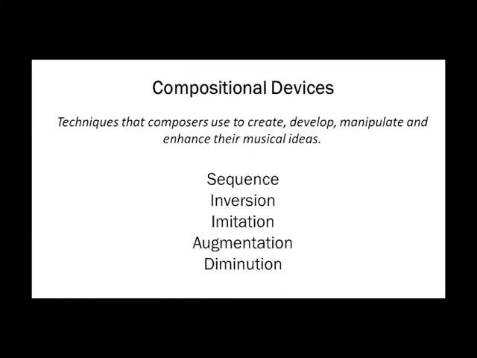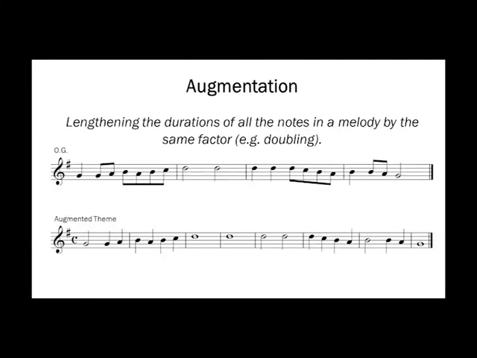Now we've got augmentation. Augmentation is the lengthening of the duration of all notes in a melody by the same factor, for example, doubling. Here, our original melody is 4 bars long. It starts with a crotchet followed by a series of quavers. If we augment a crotchet, it becomes 2 beats long, a minim, and then we augment our quavers into crotchets. You'll notice the augmented theme is now 8 bars long, as opposed to 4 in our original melody.